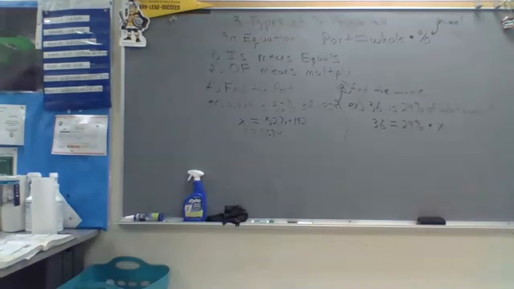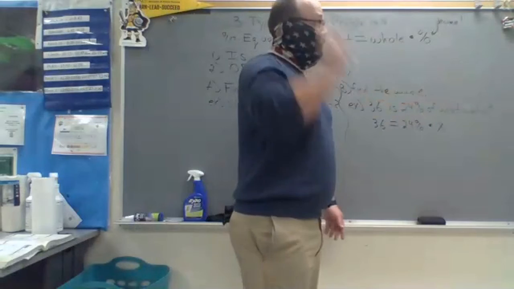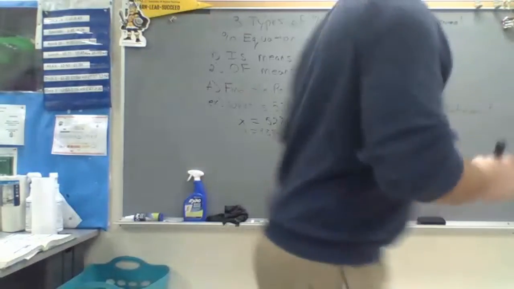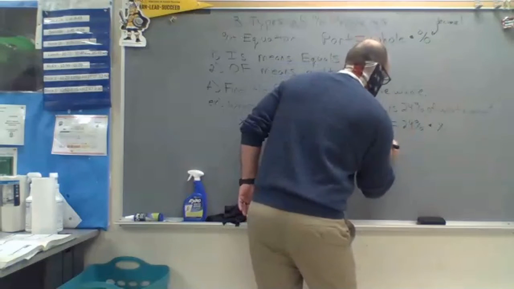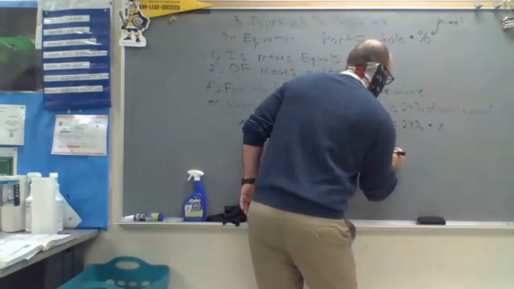Now that's a one-step equation, isn't it? We did two-step equations. We did multi-step equations. This is nothing, right? A one-step equation is pretty easy. So it's 24% times x. How do we go ahead and do that, guys? We divide. So 36 divided by 24%. Not 24, but 36 divided by 24%. So go ahead and do that.